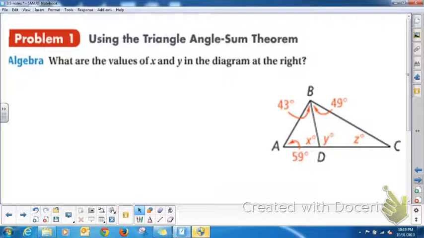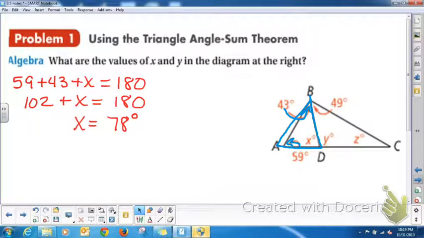What are the values of x and y in the diagram at the right? To begin this problem, let's take a look at this smaller triangle, triangle ABD. We know the measure of angle A is 59 degrees. We know the measure of angle B is 43 degrees. We know that all three angles of this triangle equal 180 degrees.